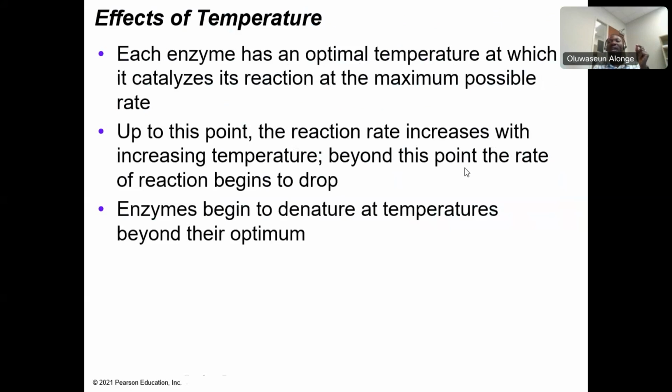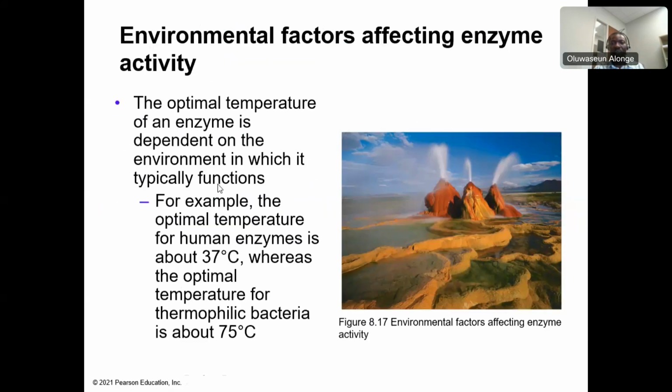So the temperature where the enzyme is going to produce the best result is what we call optimum temperature. Again, it does not mean average temperature. It's usually above average, but it's not the lowest and it's not the highest. Enzymes begin to denature at temperatures that are beyond the optimum as well. Now, the optimum temperature of an enzyme is dependent on the environment in which the enzyme typically functions. For example, the optimum temperature for human enzymes is about 37 degrees, whereas the optimum temperature for thermophilic bacteria is actually 75 degrees. So it depends on the enzyme, it depends on the environment based on the organism.